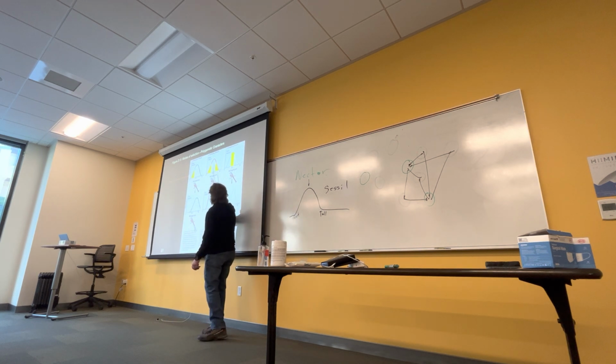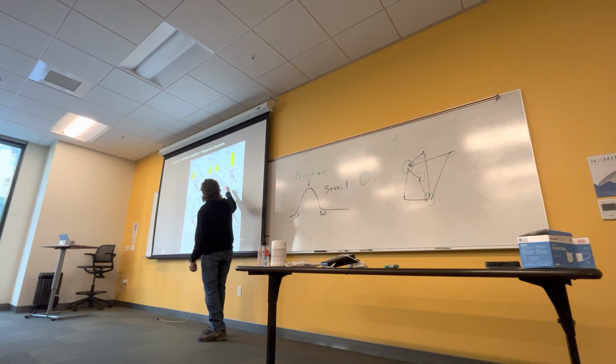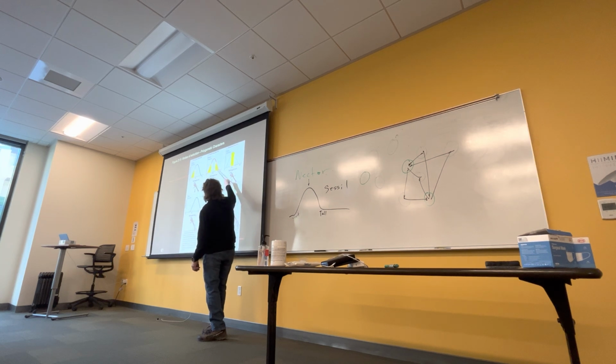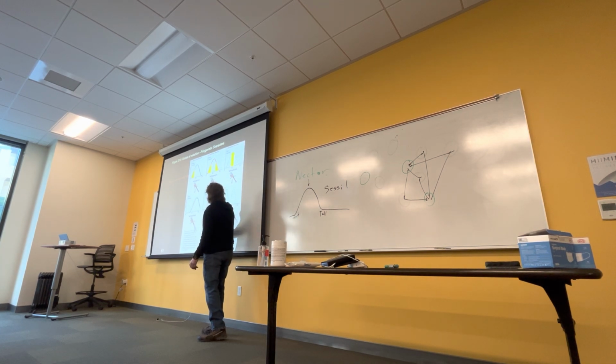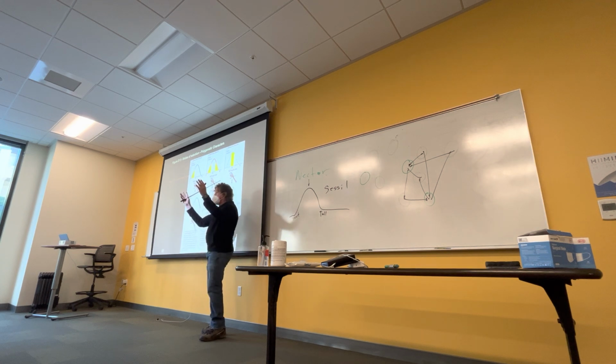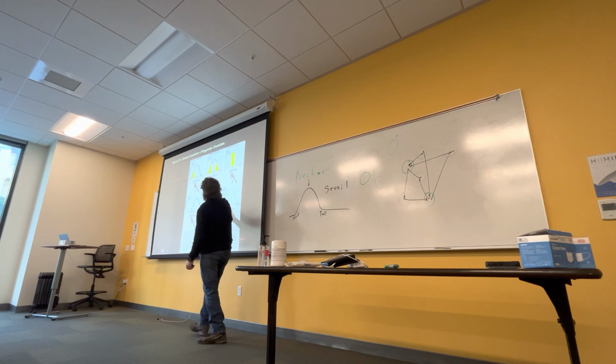So if its tail is too short, it's a disadvantage. If it's too long, it's a disadvantage. And so what happens is that the mean of the trait does not change, but the distribution becomes narrower. This is stabilizing selection.